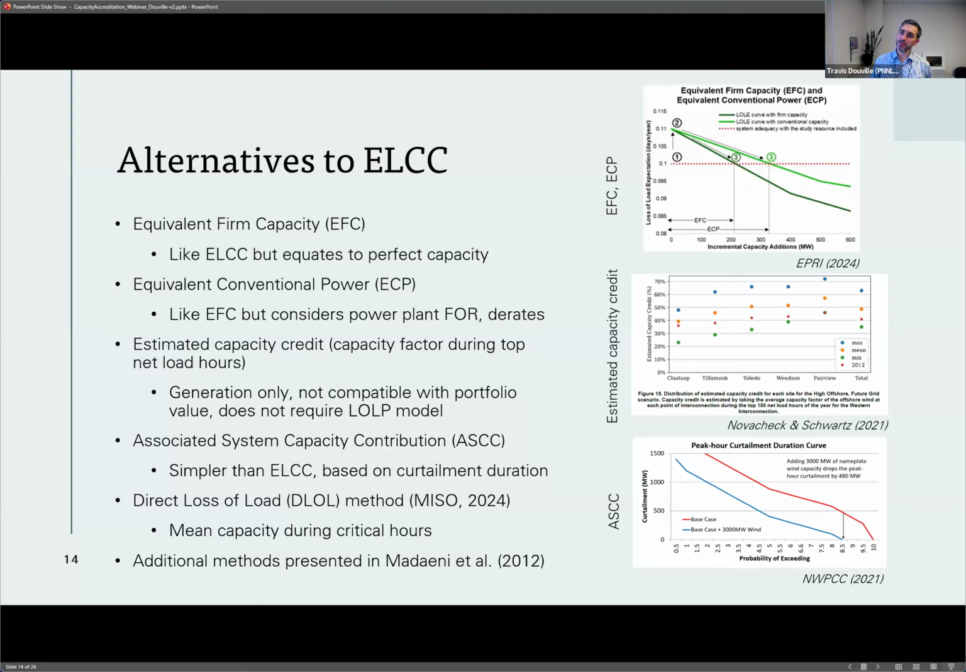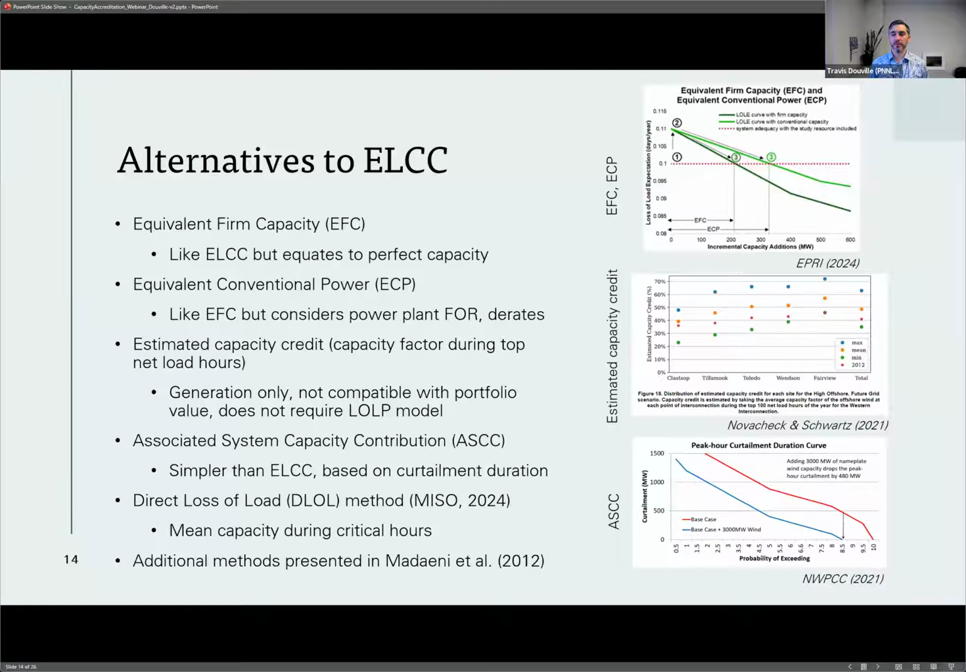Slightly more computationally intensive and requiring a loss of load model, but not as intensive as ELCC or EFC or ECP, is the Associated System Capacity Contribution, ASCC, which avoids the iteration around an RA criterion of reference. From one run of the loss of load model, over however many weather combinations and outage draws are available, the model sorts the unserved load hours in descending order. Loss of load probability in these hours, as measured against the full set of hours considered, is computed. Then the generation or transmission change is added, and the process is repeated.